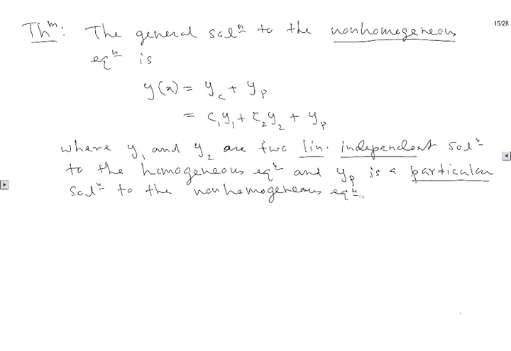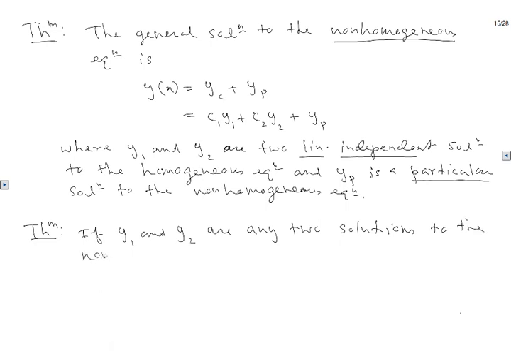We're going to prove this through another theorem. What that theorem says is that if y1 and y2 are any two solutions to the non-homogeneous equation, then the difference y1 minus y2 is a solution to the homogeneous equation.